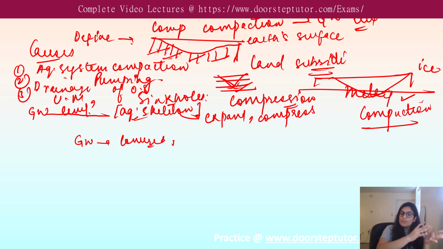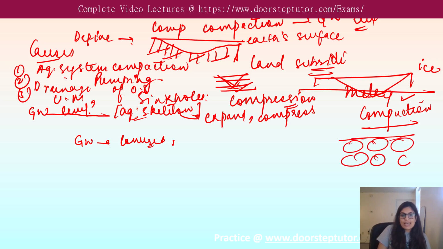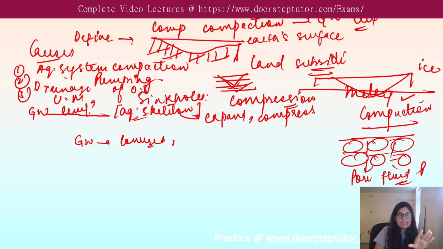The support which was previously provided, if let's say this is your rock which is present, so it is having some kind of pore fluid over here, and this is creating a pressure that is known as pore fluid pressure. So it is kind of providing you the support. Now let's say the groundwater has lowered. So whatever support was being provided by this pore fluid pressure, it is going to get transferred to aquifer skeleton. So because of that, the skeleton will compress.